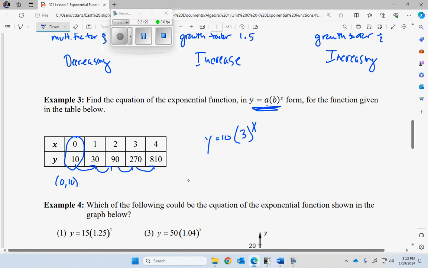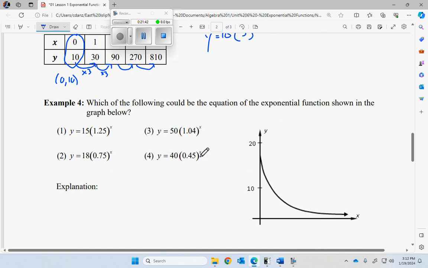Okay, so as long as you can find a y-intercept and a growth or decay factor, you can write an exponential function. Remember, it comes from multiplication. Each time here, I multiplied by 3. It's way different than linear functions. And in example 4, which choice would you pick? So I hope you pick choice 2.